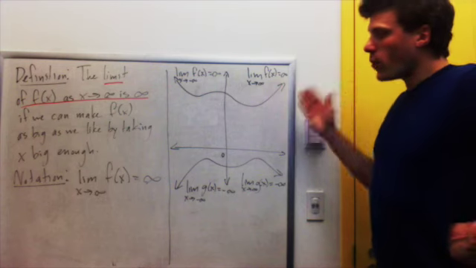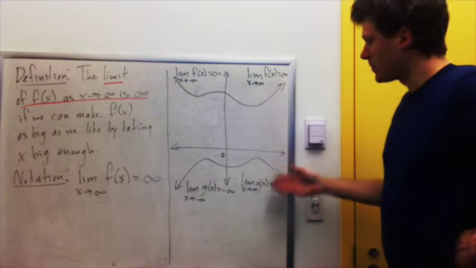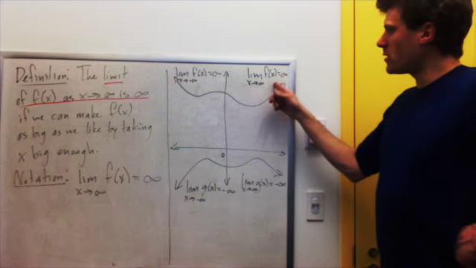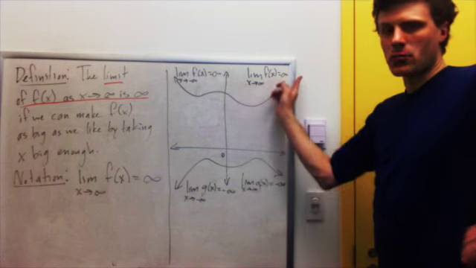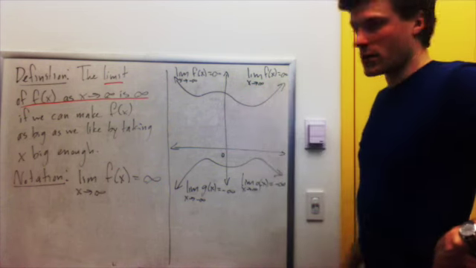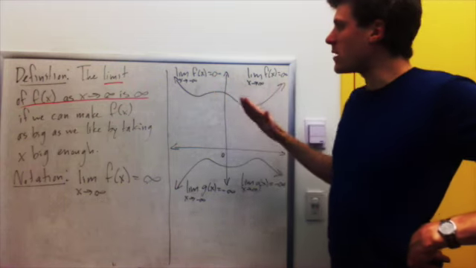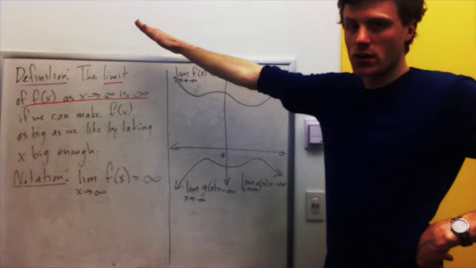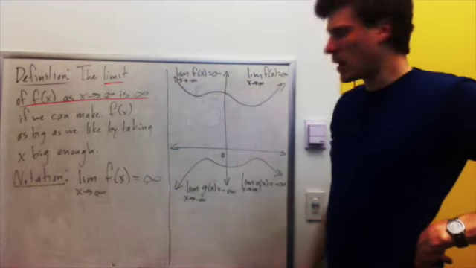Graphically, these four different possibilities are represented by this. If I have a function that goes to infinity as x goes to infinity, I represent that by an arrow pointing up and to the right. X is getting bigger and y is getting bigger. If I have an infinite limit at negative infinity, that's an arrow pointing up and to the left. As x goes to negative infinity, y is going to infinity.